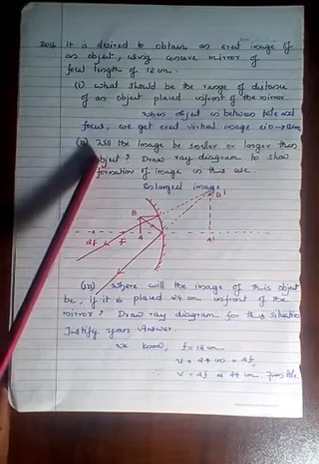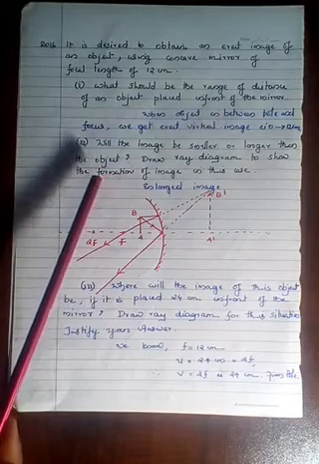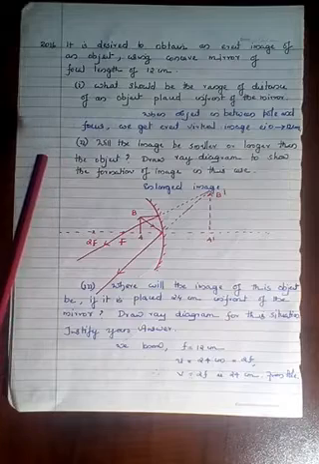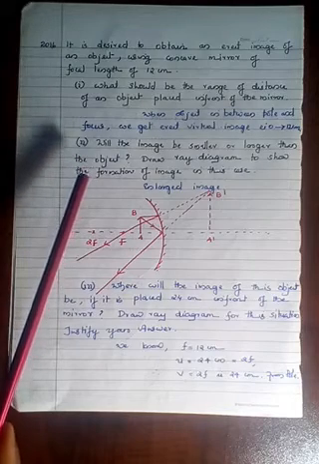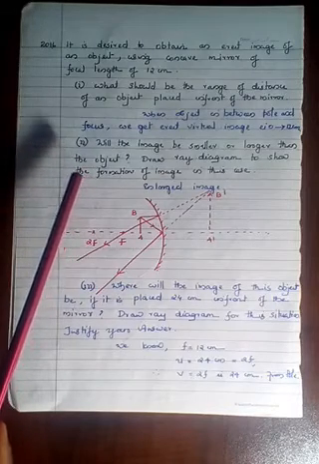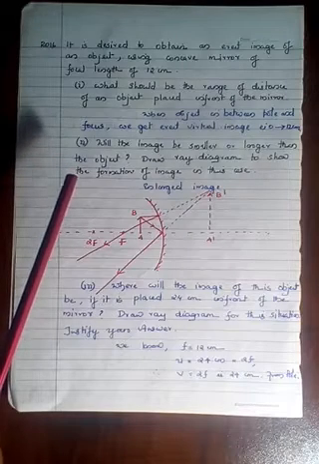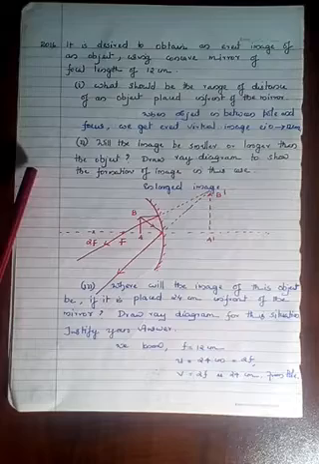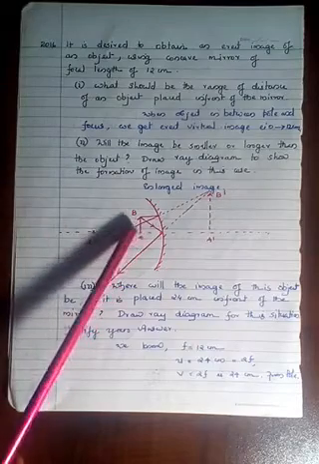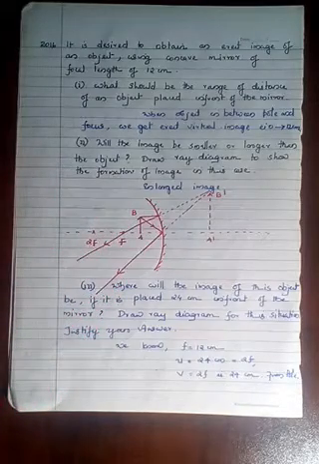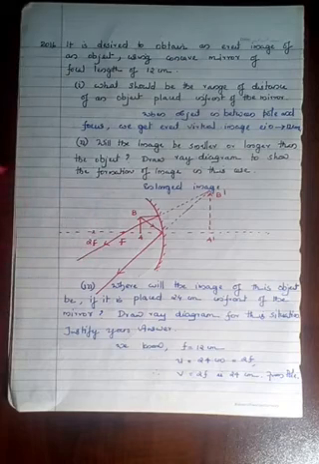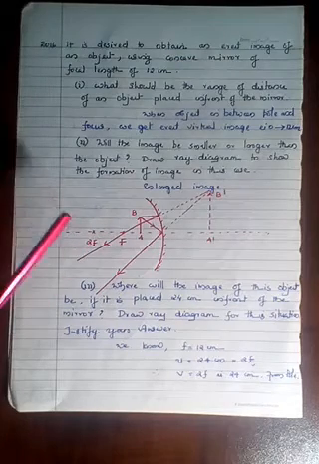And the second part, will the image be smaller or larger than the object? Draw a ray diagram to show the formation of image in this case. You know the erect image is larger, the enlarged one. And hence we can draw the figure so simply. We already did it. Again another question.